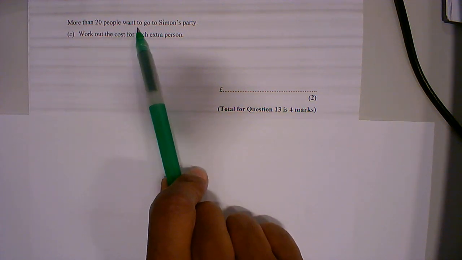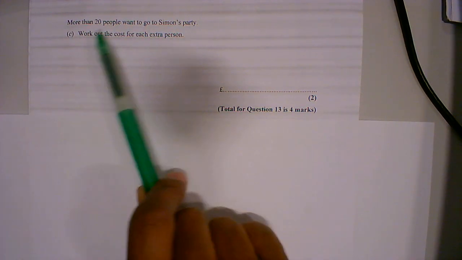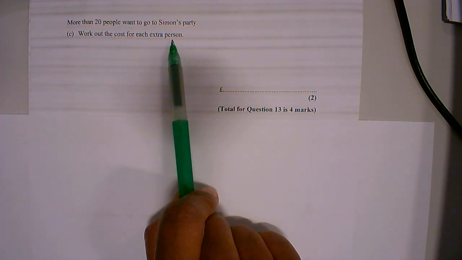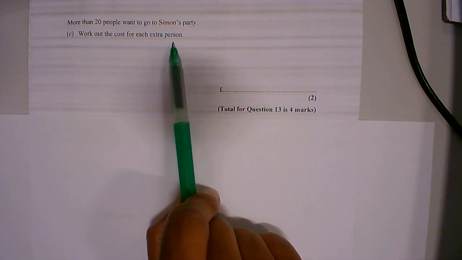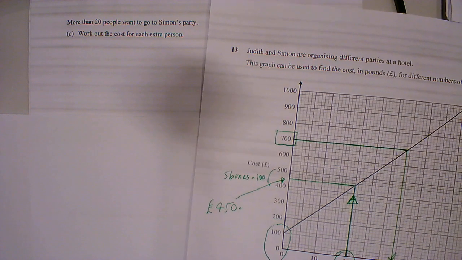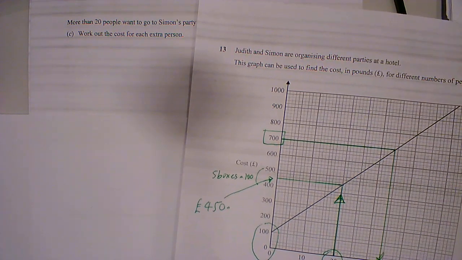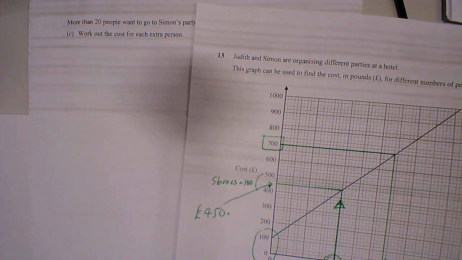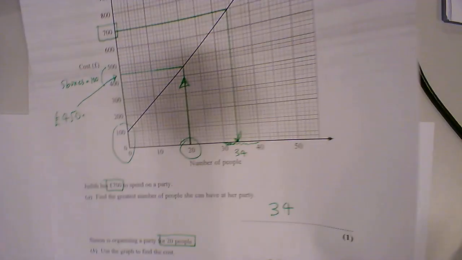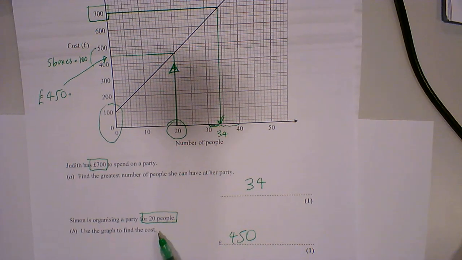More than 20 people want to go to Simon's party. Work out the cost for each extra person. So for each extra person now. So if we look at our graph, we've got 20 people.